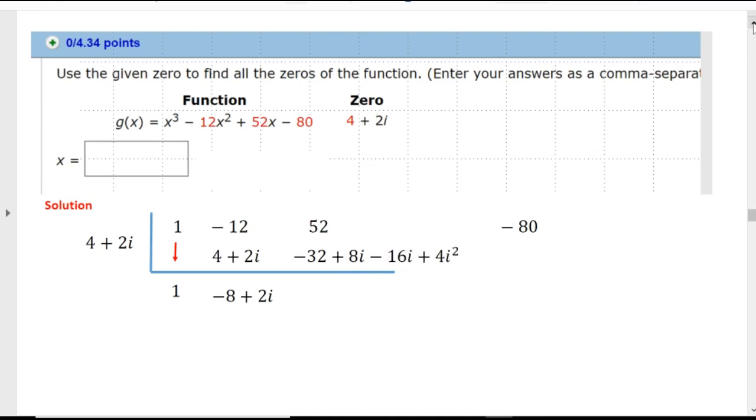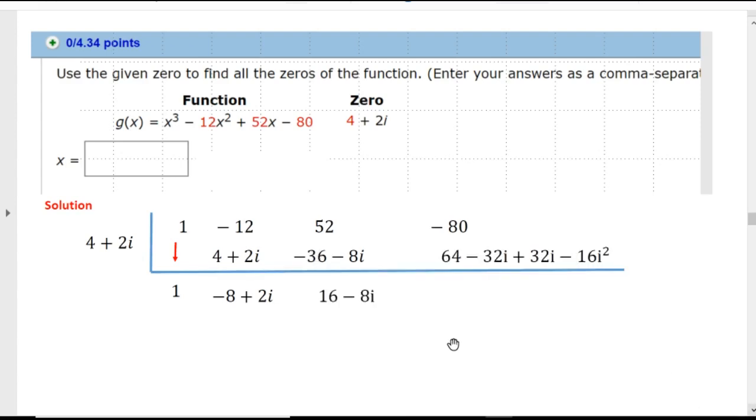And let me just go back. 4i squared, remember that i squared is the same as negative 1, times 4 is going to be a negative 4. So negative 32 minus 4 is negative 36 minus 8i plus the 52. So then we add 52 and negative 36. So we end up with 16 minus 8i, which we're going to multiply times 4 plus 2i. So that gives me 64 minus 32i plus 32i minus 16i squared.